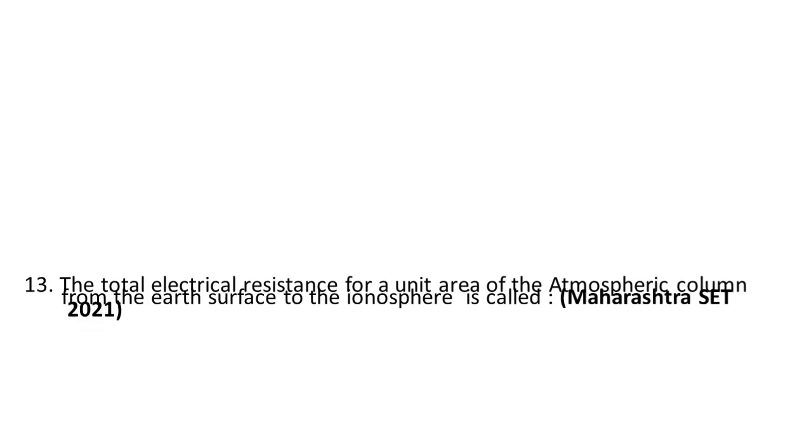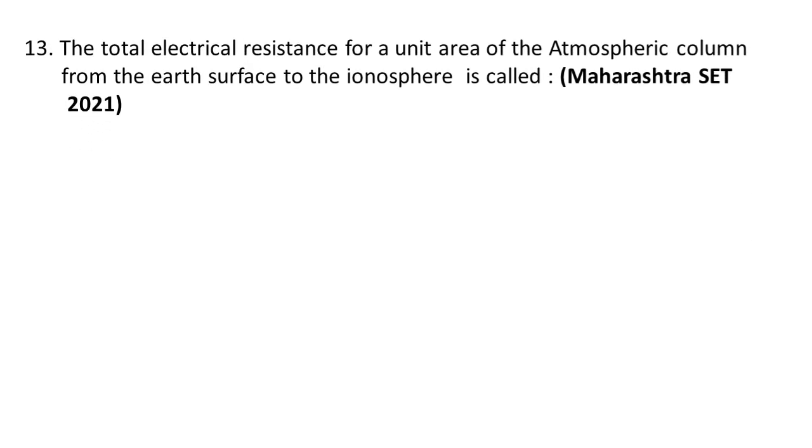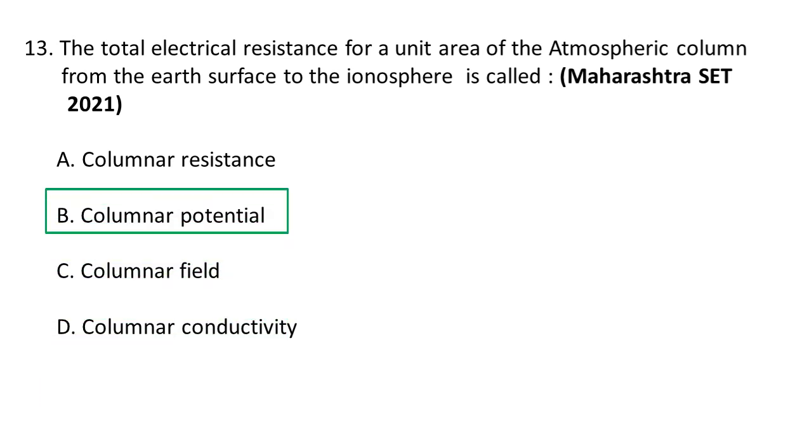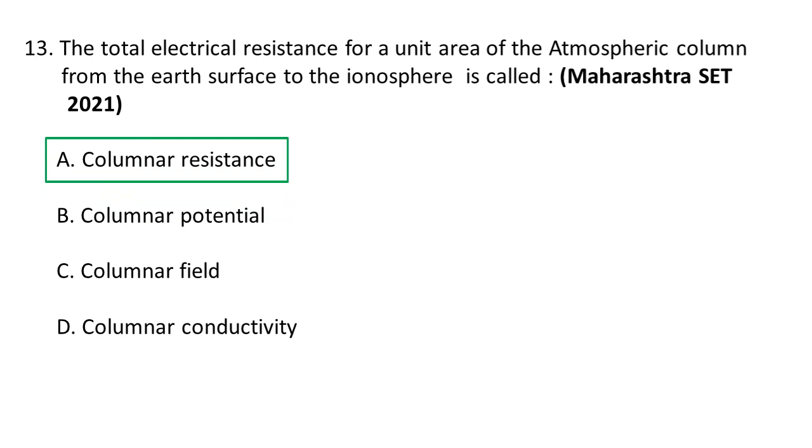Next question. The total electrical resistance for a unit area of the atmospheric column from the Earth's surface to the ionosphere is called as A. Columnar resistance, B. Columnar potential, C. Columnar field and D. Columnar productivity. So the correct option is A. Columnar resistance. Columnar resistance is the electrical resistance of a column of air which can extend from the Earth's surface to a certain altitude, and it is calculated by integrating the air's resistivity along a vertical line. So A. Columnar resistance is the correct option.